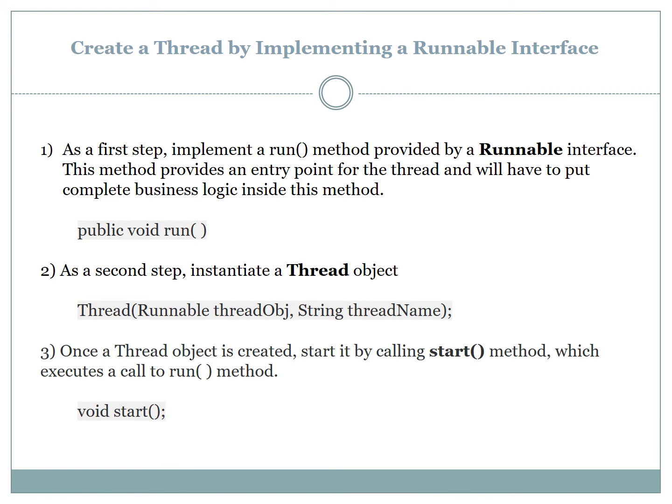The first one is to create a thread by implementing a runnable interface. In this, first we implement the run method of the runnable interface. This method is where the thread starts, hence all the business logic will come here. Then next, a thread object is instantiated. Once the thread object is created, the start method is called to start the thread. This start method will call the run method, where the business logic of what is to be done by the thread lives.